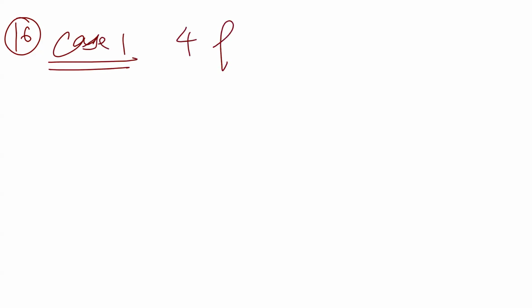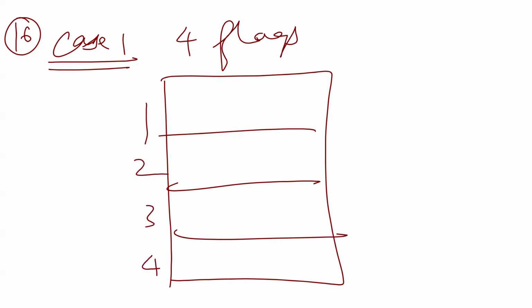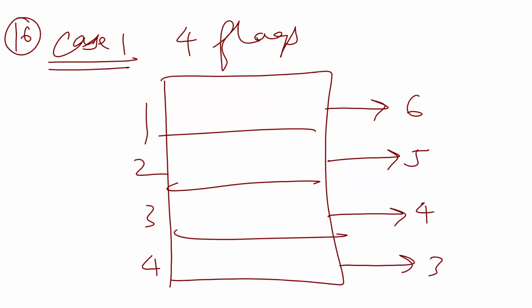So there will be a signal of 4 flags. These are flags, one below the other. Flag 1, flag 2, flag 3, flag 4. Flag 1 can be selected in 6 ways, flag 2 in 5 ways, flag 3 in 4 ways, and flag 4 in 3 ways.